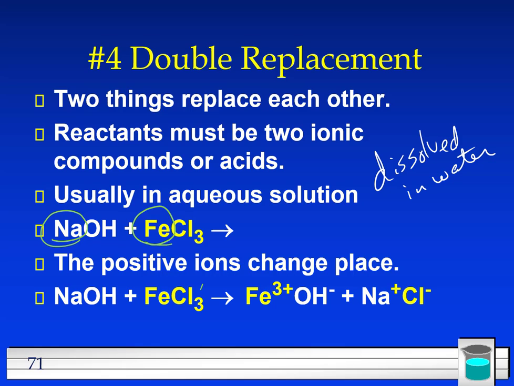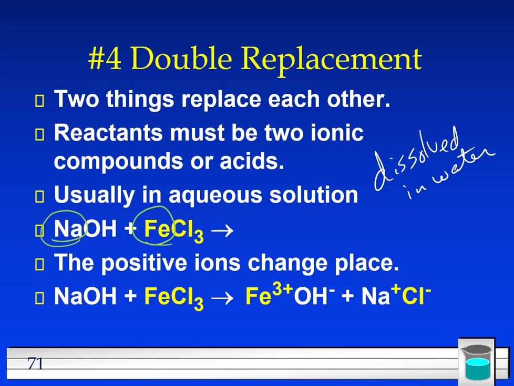Notice I did not bring the 3 over. That 3 is there to make it equal 0. That's about charge. I'll have to figure out how the charges work out on the other side. So I looked up sodium on the periodic table. It was in group 1A, the alkali metals. It was 1 plus. Cl was a halogen, 1 minus. So 1 plus, 1 minus, that's right.